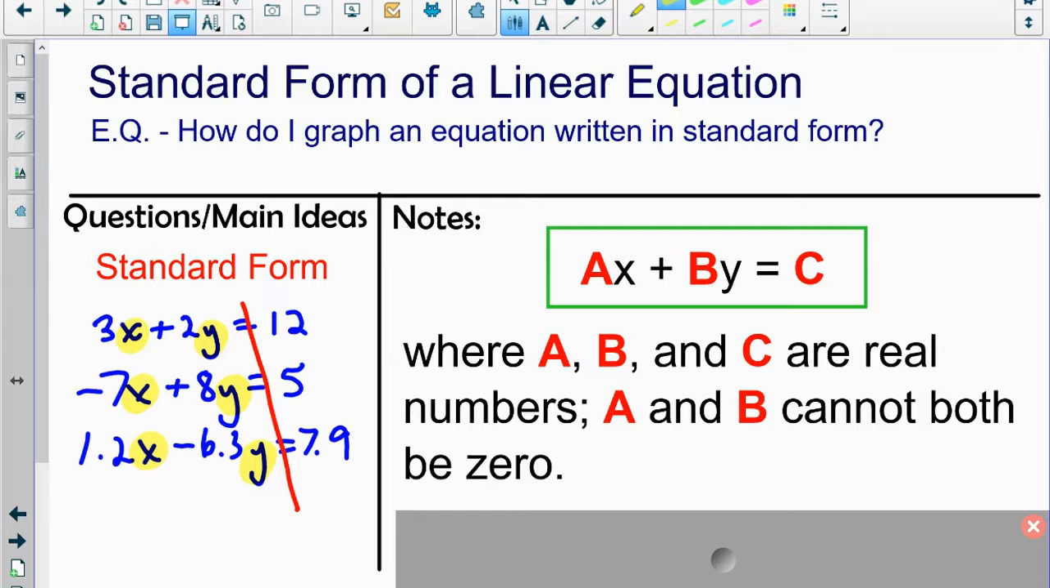So what we're going to do is look at several different equations that are written in standard form today. We're going to learn how to find what are called the intercepts of the equation, or the intercepts of the line. We'll look for the x-intercept and the y-intercept, and then we'll be able to graph the equation of that line using our intercepts.